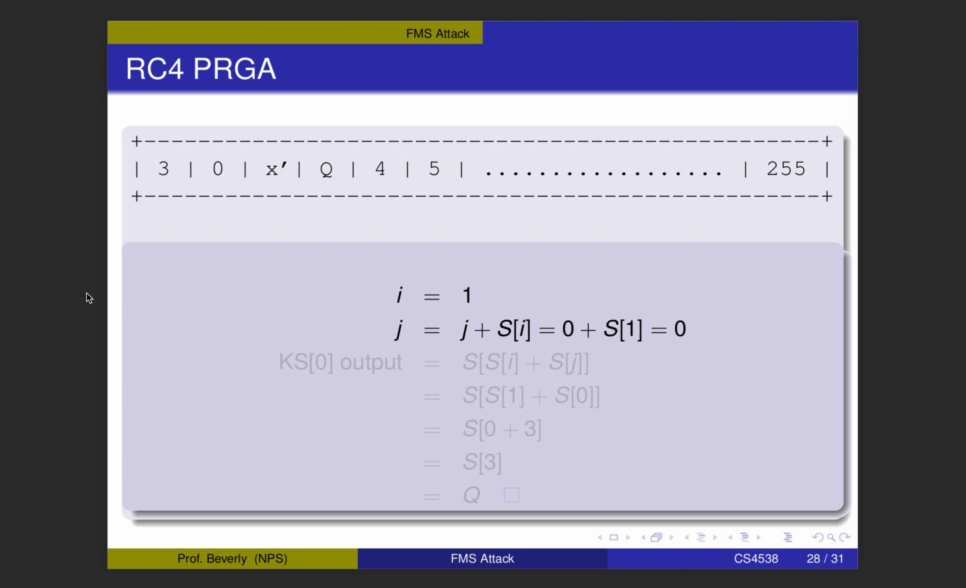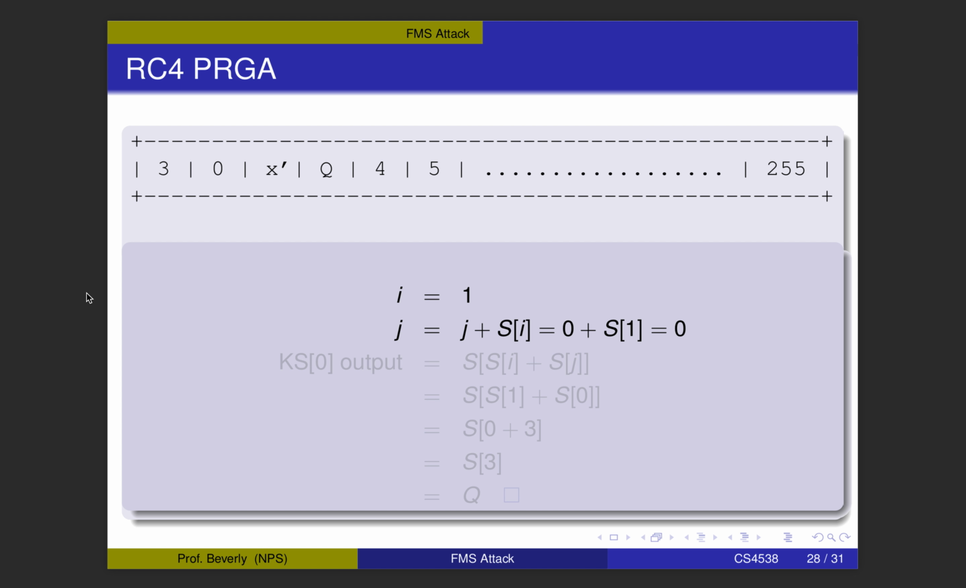Then we're going to update j. j starts out at 0, and j gets updated to j plus the ith element of S. So j is 0 plus the first element of S. In this case, the first element of S is 0 if we look at our S box up here. And so j equals 0.